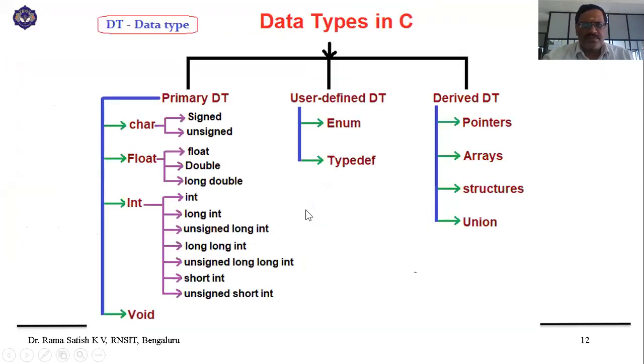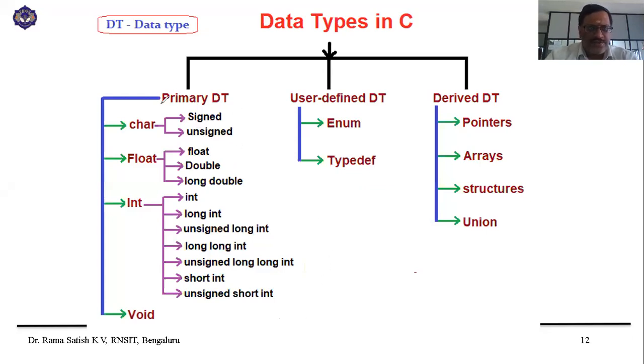Now, after this, there are data types. Whatever we are storing in variables, whatever we are storing in constants, will have different types. In a C program, there are three types of data types. Please note down. I want all 55 students to write down this diagram.